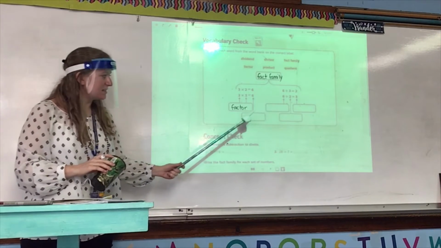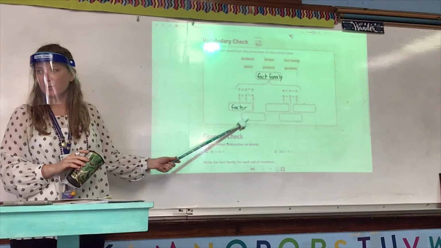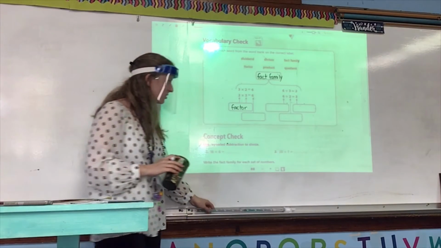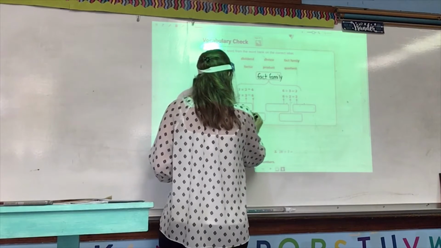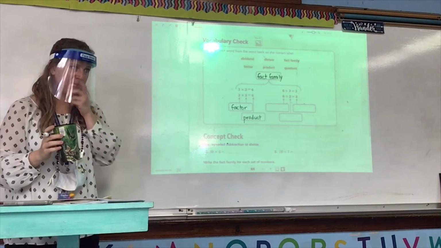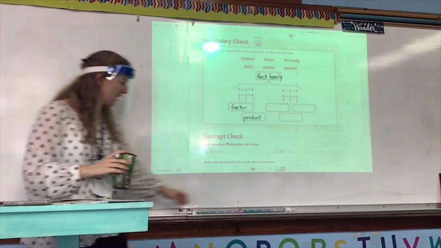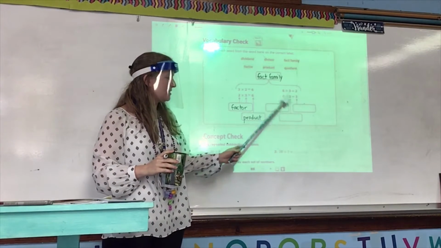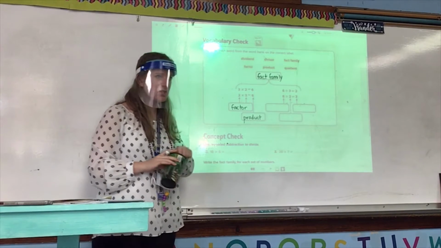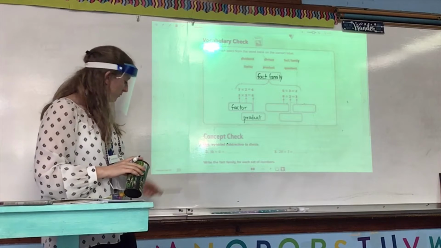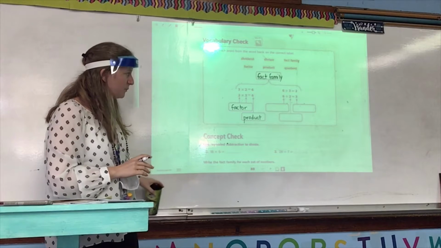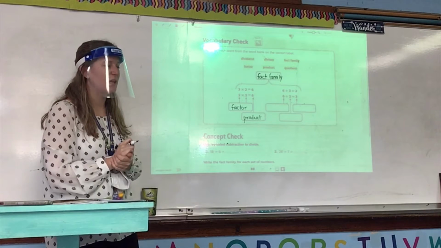Okay, Kingston, this label is pointing to the answer of a multiplication problem. What word goes there? Product. Make sure you're being loud enough so I can hear you. Product. The answer to a multiplication problem is the product. Okay, now our next 3 labels are pointing at the division problems. This first label is pointing at the first number in a division problem. What vocabulary word means the first number of a division problem? Michaela?